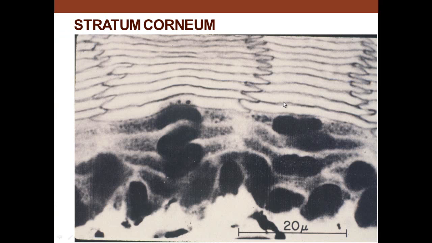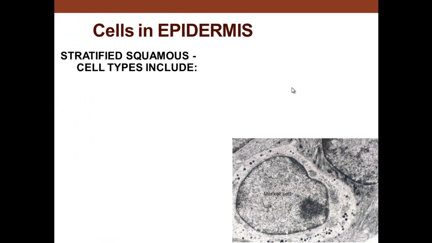Here you can see the stratum corneum, where the cells are all stacked up. Again, they're held tight by desmosome connections, and all the contents of the cells have deteriorated at that time.